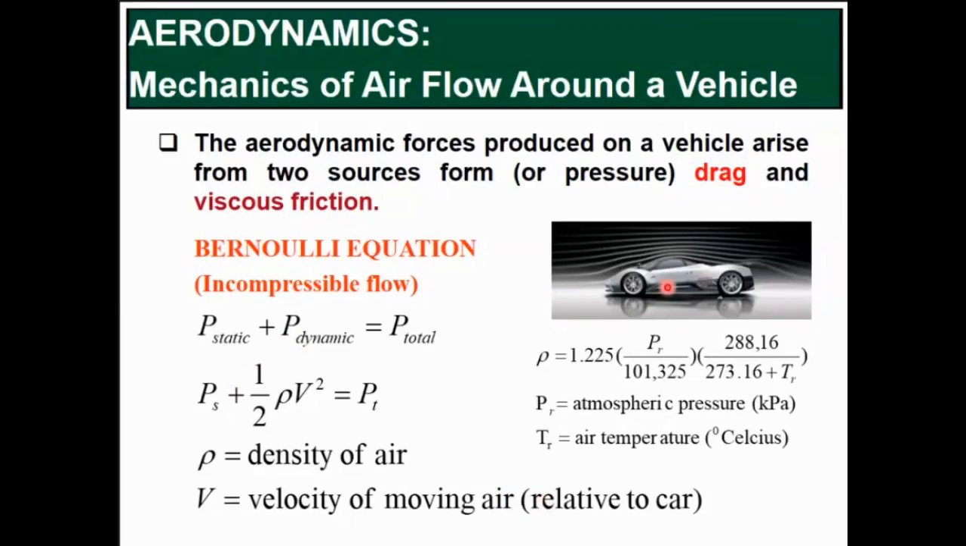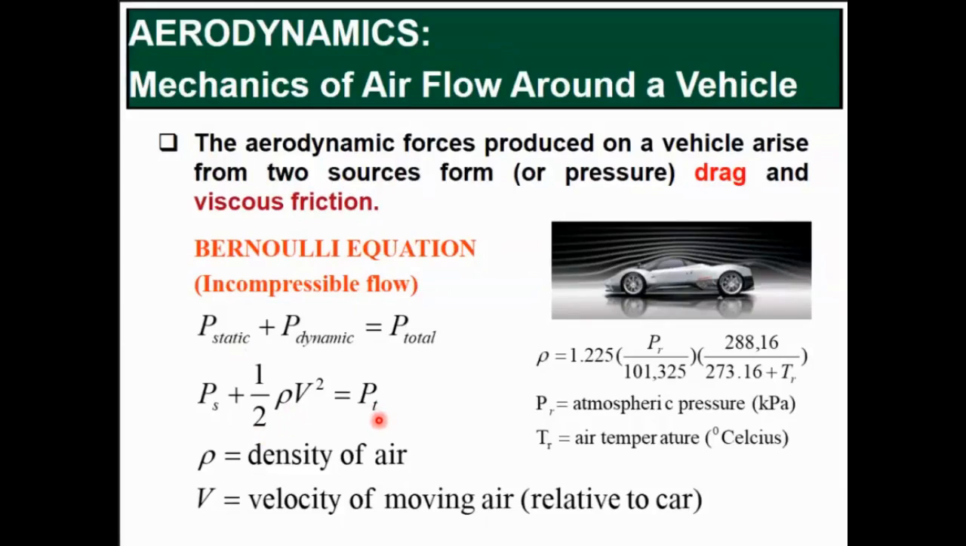For example, the car travels from right to left, and then the airflow is relative. Meaning it goes against the vehicle's travel direction. For the pressure and dynamic term, this is the formula: rho times V squared over 2. So in total we get the total pressure.